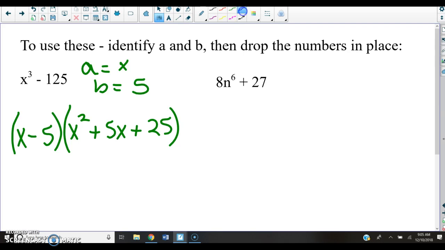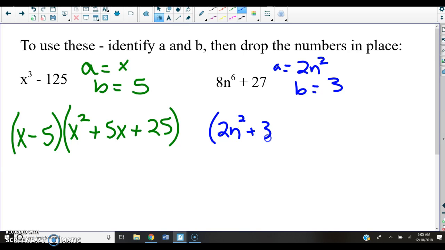Okay. On the next one, the first thing that was cubed is 2n squared. So that's going to be my a. The second one, 3 is cubed. So now when I do my factoring, I'm going to have 2n squared plus 3.